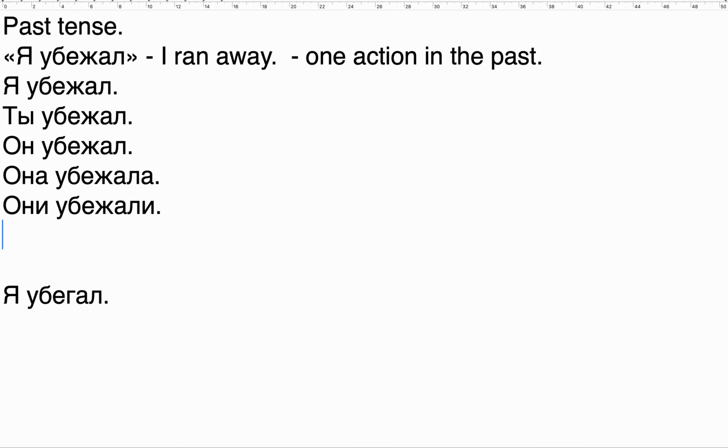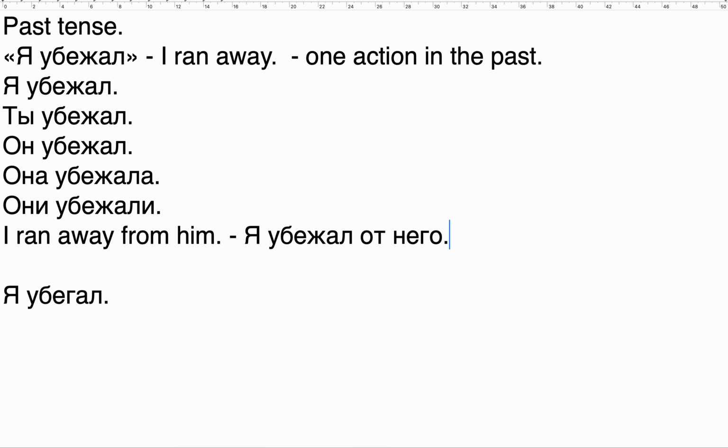For example, I ran away from him. I did it only one time in the past. That's why we can translate this sentence into Russian only like this: Я убежал от него. I ran away from him. It was only one action in the past. That's why we use exactly "я убежал". Я убежал от него.